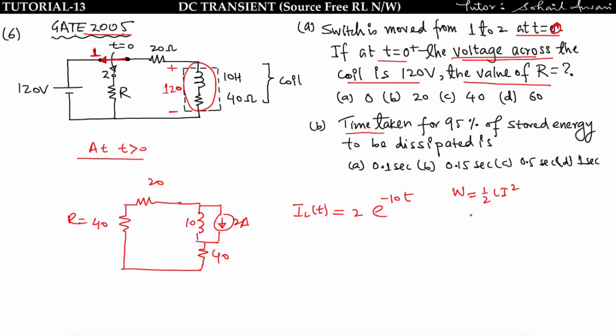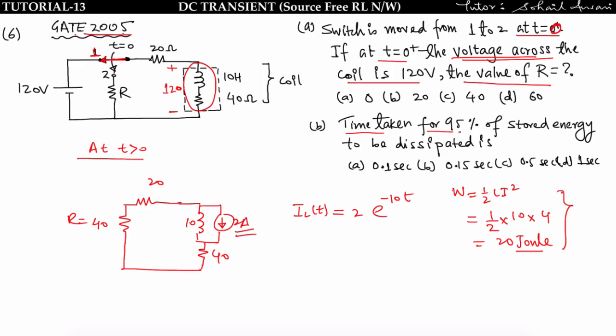Now tell me, what is the energy present at the initial state? At the initial state, the energy present is equal to 1 by 2 into L into current, where the maximum current is 2 ampere. So 1 by 2 into 10 into 4 is equal to 20 joule. When the inductor is not discharged, the energy present across the inductor will be 20 joule.